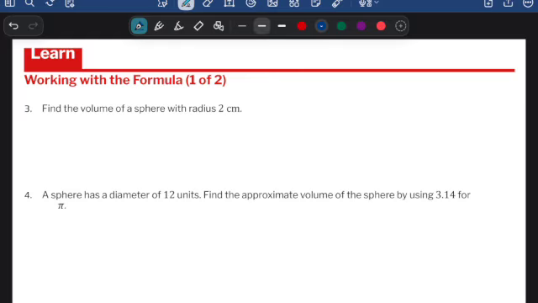Okay, number 3, let's do some calculations. Find the volume of a sphere with a radius of 2. So let's make sure we're doing our good mathematician rules, and we're going to write what we know. So we know the radius is 2, so r equals 2. And then we're going to write the formula we're going to use. Volume of a sphere equals 4/3 times pi times r cubed.